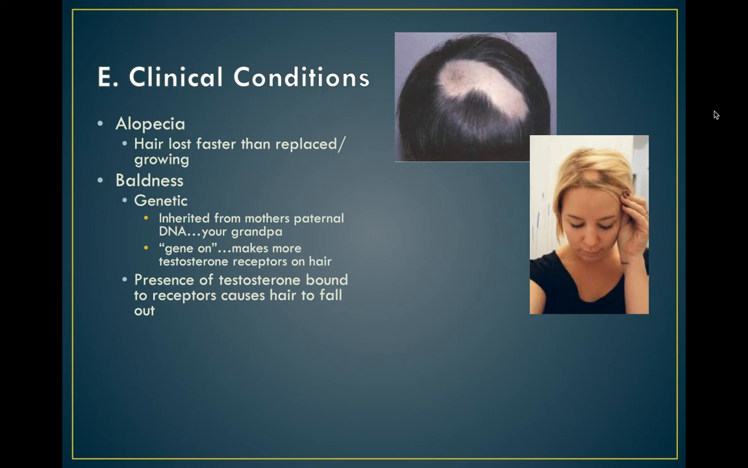And once you turn the gene on, you're going to start making more testosterone receptors on your hair, and in the presence of testosterone, the hair will actually fall out. So there's a reason that oftentimes, even though this is coming through your mother's lineage, males typically express it more: you really have to trigger this gene with testosterone, and males have high amounts of testosterone. So if you look in your notes, there's a reason that it's called male pattern baldness.